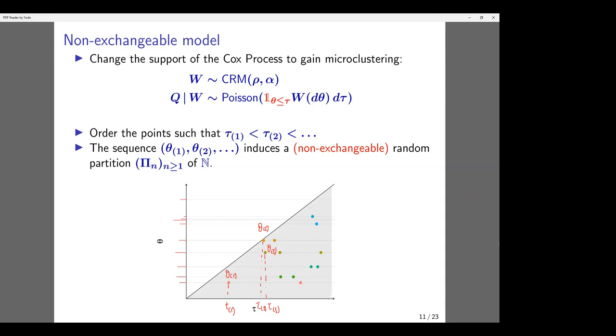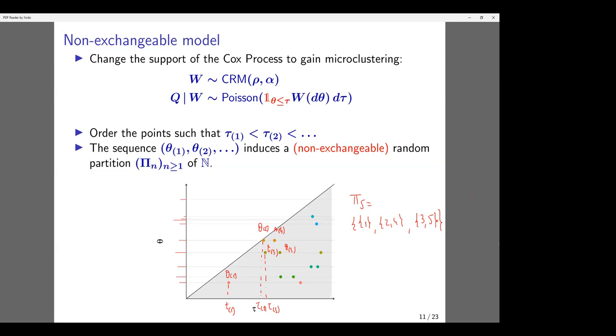And this sequence, because you've got again repetitions, you've got ties, so it induces some now non-exchangeable random partition Pi n of n. So for example, if you stop at theta 5, the partition induced by the first five elements is: one is in its own cluster, two and four are in the same cluster, and three and five are in the same cluster. Okay, so this construction is going to induce some non-exchangeable random partition.